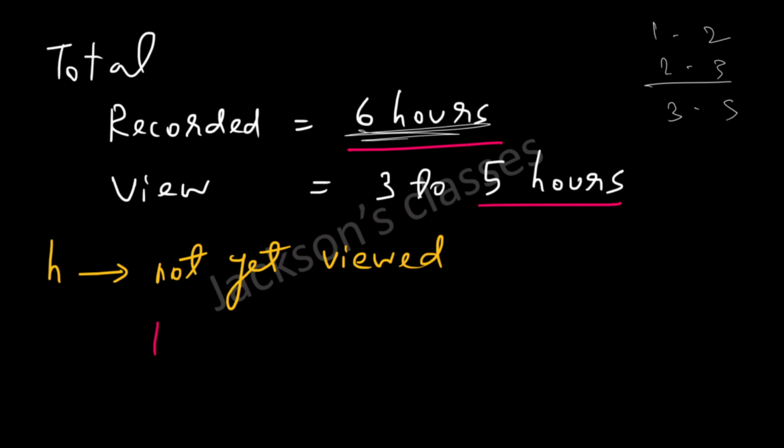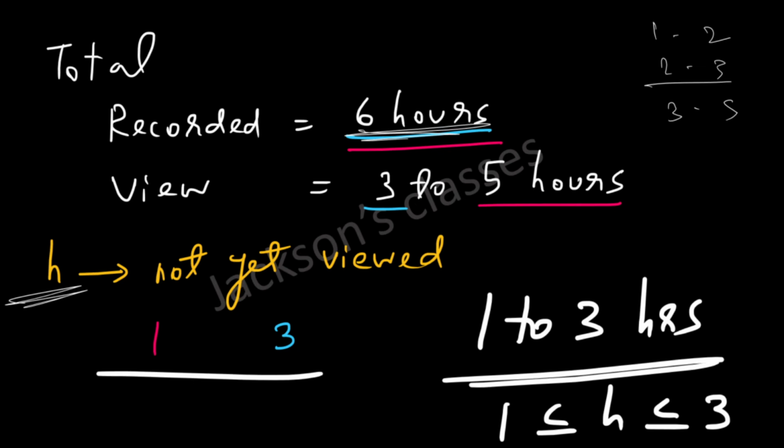Now if she has only viewed 3 hours, which is the minimum viewed, the difference between these two is 3. So that means h has to be between 1 and 3, or we can say 1 less than or equal to h less than or equal to 3.